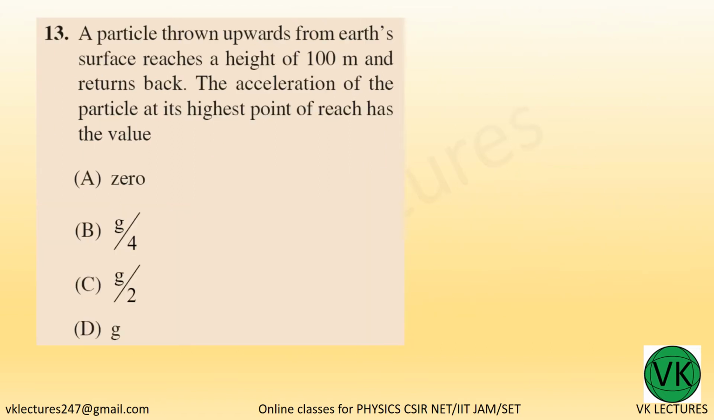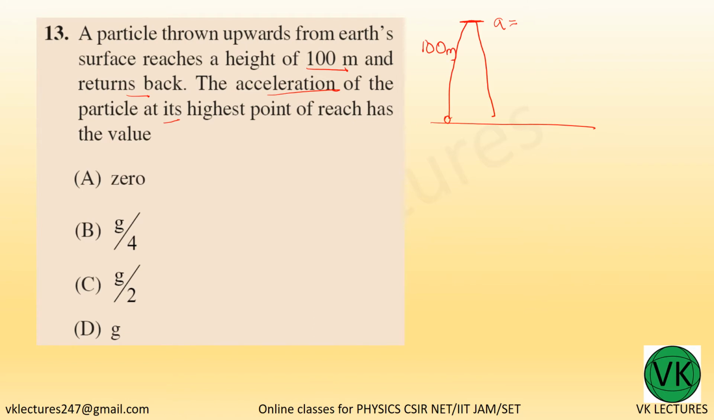A particle thrown upward from Earth's surface reaches a height of 100 meters and returns back. The acceleration of the particle at its highest point of reach has a value. Now, this is the scenario. We have a particle moving upward to a height and then coming down. Now the question is, at this point, what is the acceleration? This is 100 meters above.